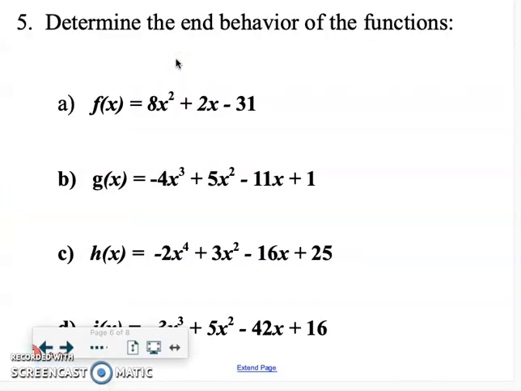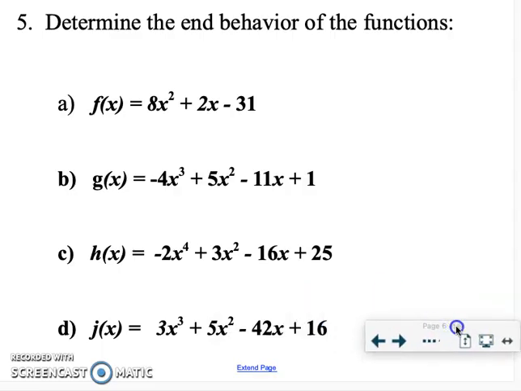All right, number 5, determining the end behavior of these functions. This is going to be important for us. Luckily, it's pretty easy, but it's still important nonetheless. Again, this is going to help us to visualize and see what's happening with the ends of the graph. Again, the left end and the right end of my graph.